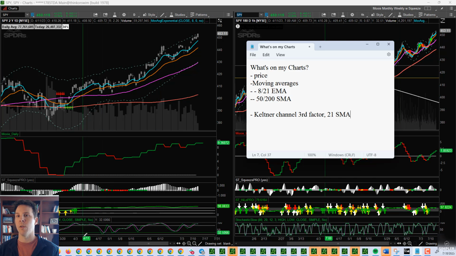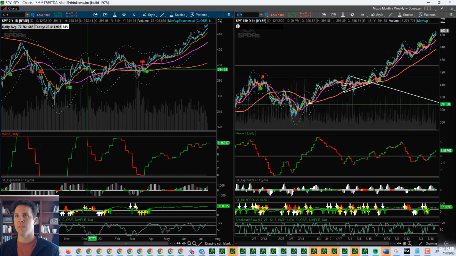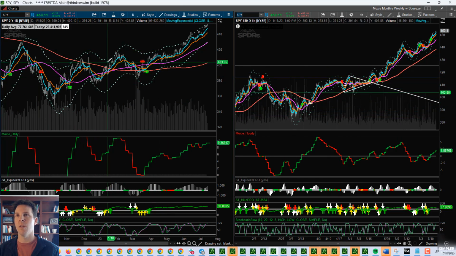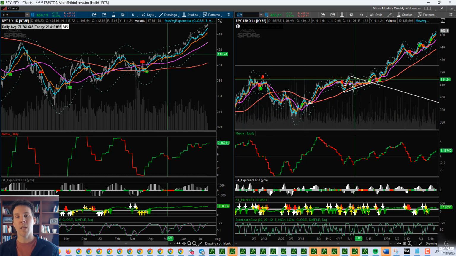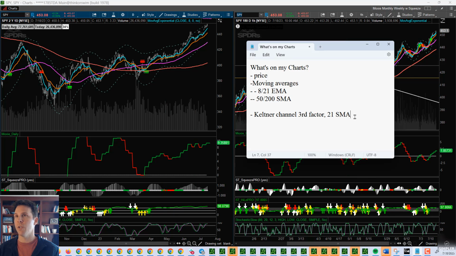So that really gives me a good, it reminds me of a freeway. And these are the lanes that I have to stay within. And you can see that the market tends to stay within those lanes 90% of the time. And so I found that to be very, very helpful for my trading. So that's the Keltner channel.